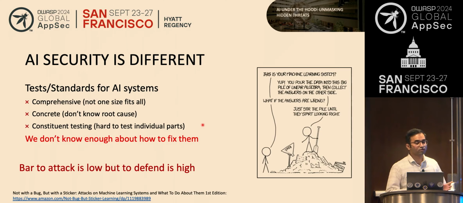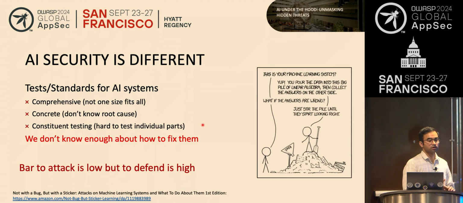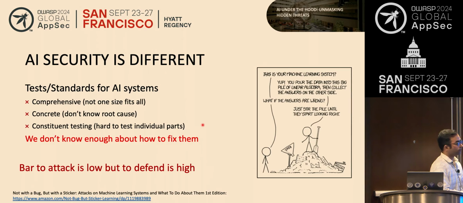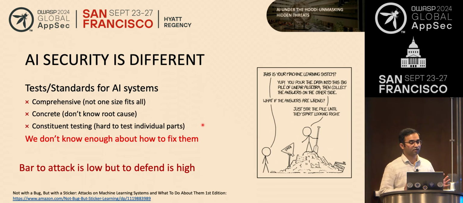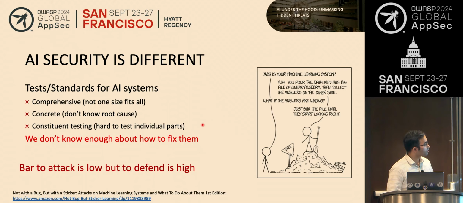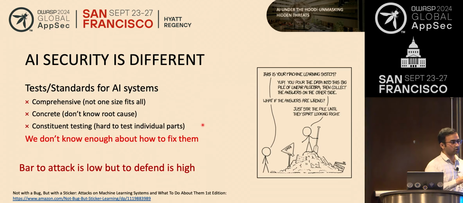Some of the issues with evaluating AI security are these. Basically, what I'm trying to say is that the tests or standards that are created for AI systems may not be comprehensive. Let's say a security standard that is designed for one AI application might not exactly apply to another type of AI application.